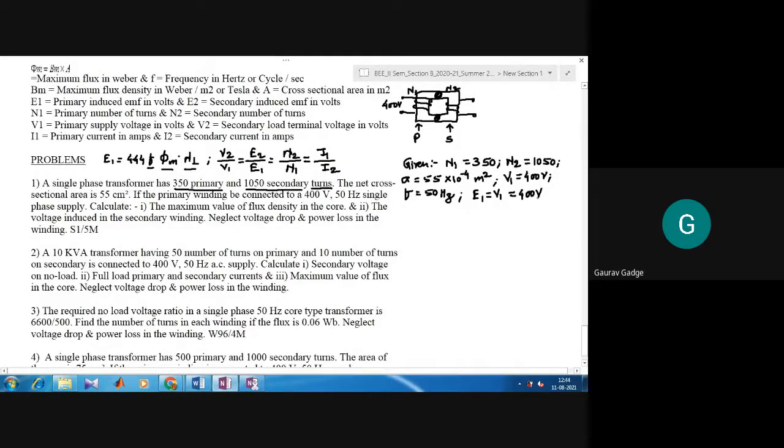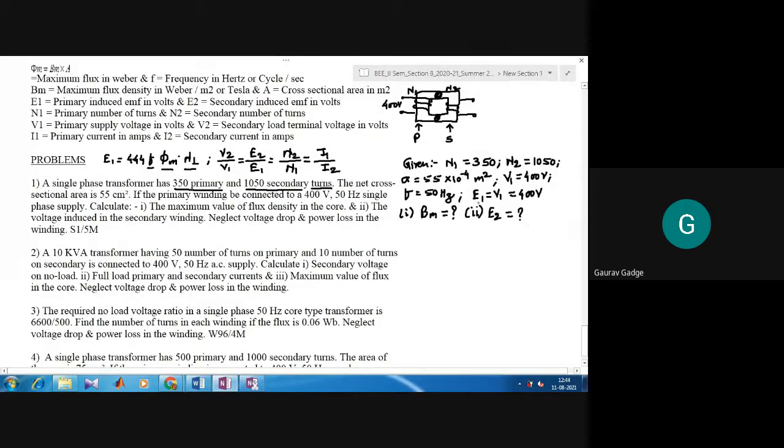So these are the given quantities. Based on these, we have to find the unknown quantities, that is, the quantities which are asked. First, the maximum value of flux density in the core. Flux density is written as B, and it is maximum, therefore Bm. So Bm is the question. Second, the voltage induced in the secondary winding. The voltage induced on the secondary winding is E2. So E2 is the question.